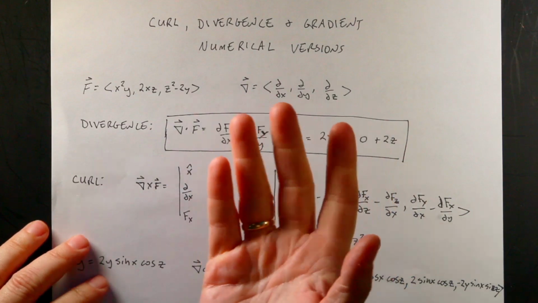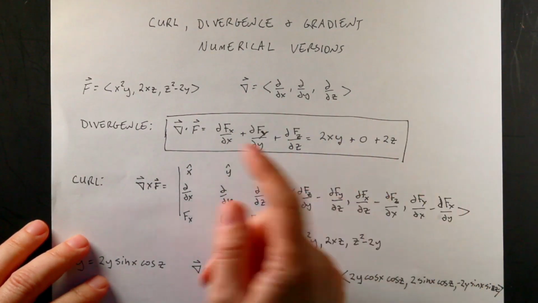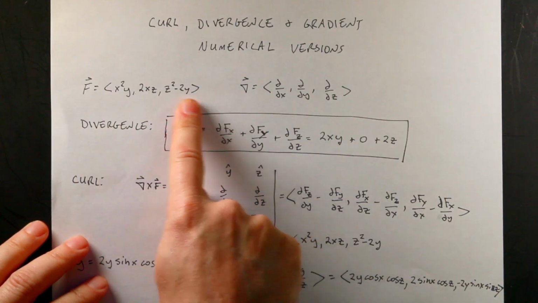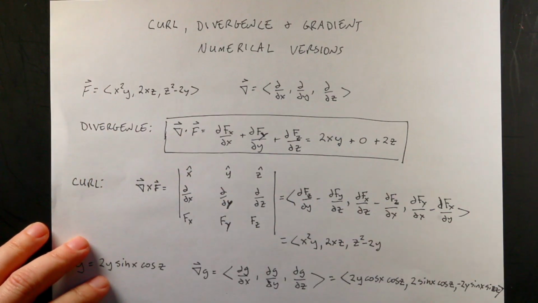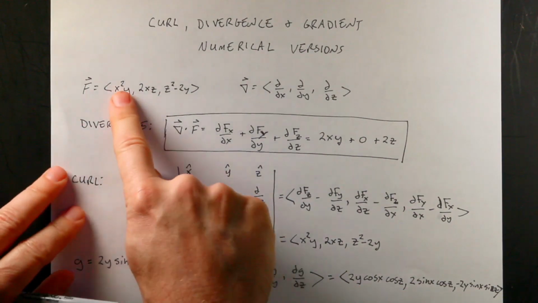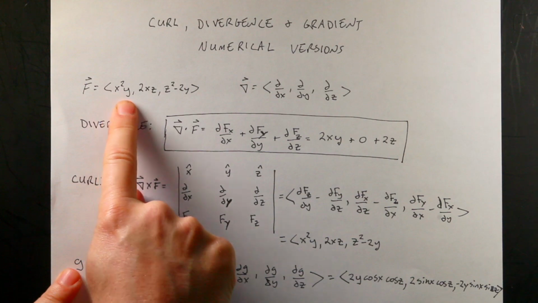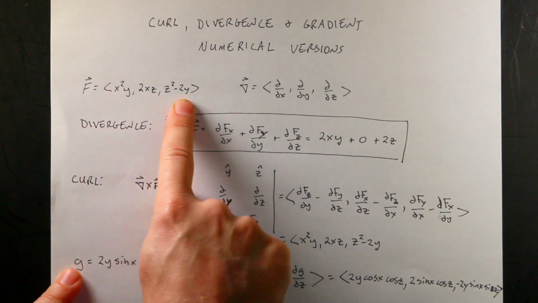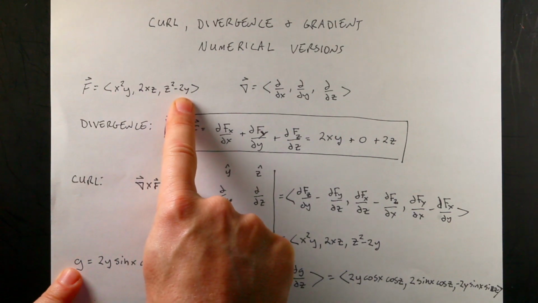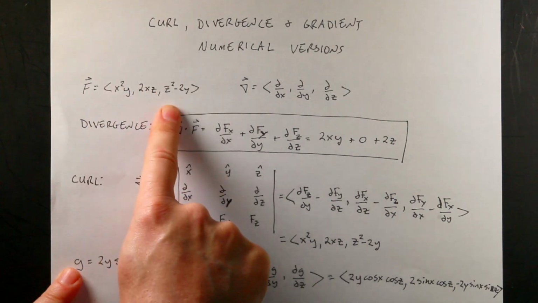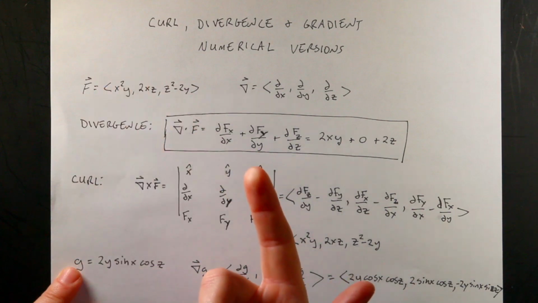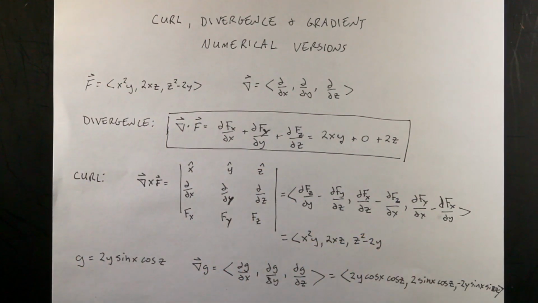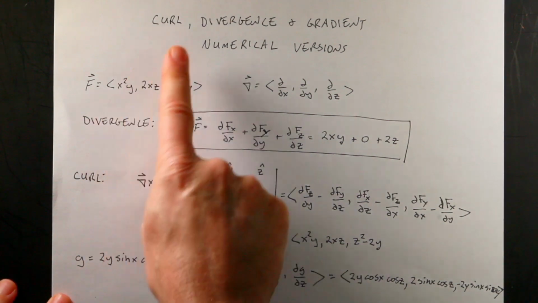So suppose I have some vector function. Here's some vector function. I just made this up, and I actually use this in another situation. It's x squared y in the x component, 2xz in the y component, and z squared minus 2y in the z component. So if I give it a vector value, it returns another vector, right? I need to know a location, x, y, z, and then I get a vector at that location. So I need that for both the curl and divergence.